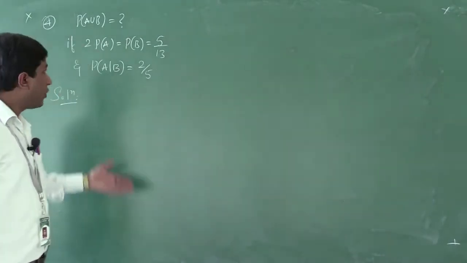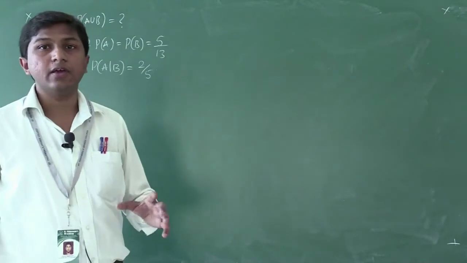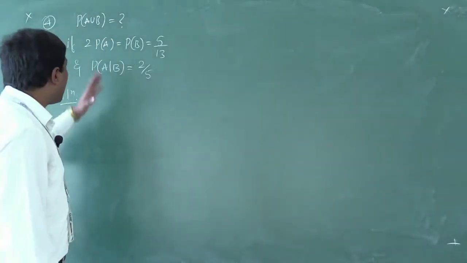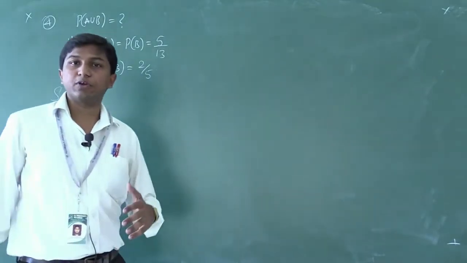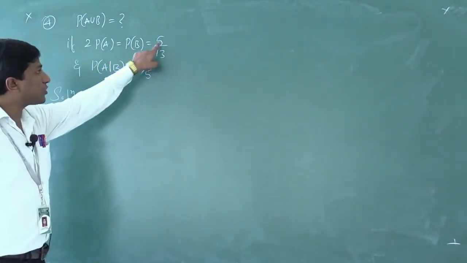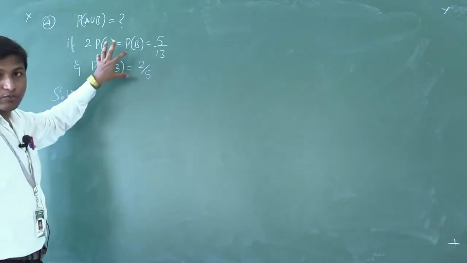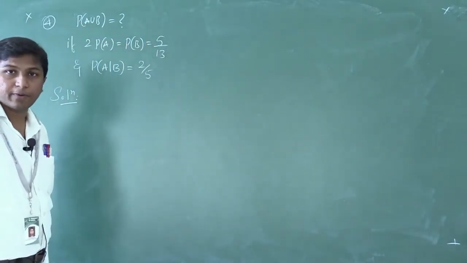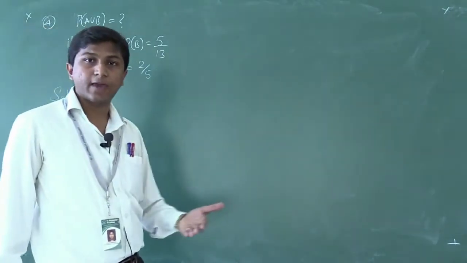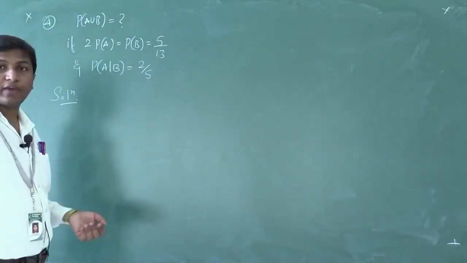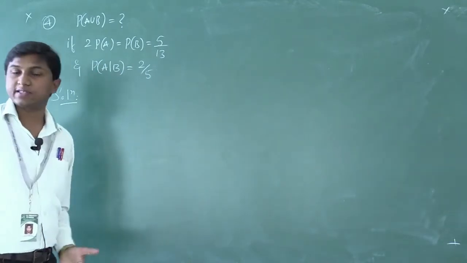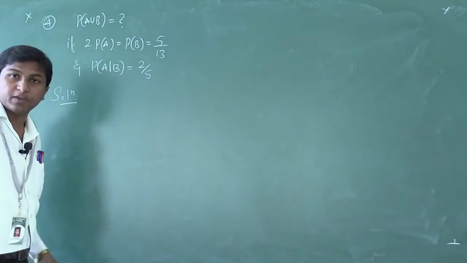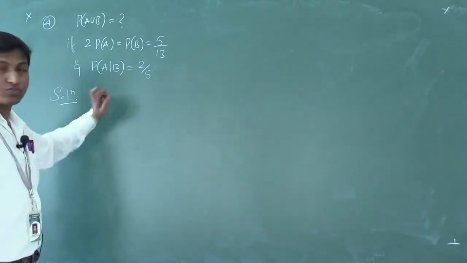Now, how can we find out the value of P of A union B? Obviously, we have to use the formula P of A union B equals P of A plus P of B minus P of A intersection B, right? So we have to know the value of P of A, P of B as well as P of A intersection B. P of B value is already here, 5 by 13. P of A value we can find out from twice P of A equals 5 by 13. The last thing is P of A intersection B. How can we find out that value? By using this information. The P of A bar B formula is nothing but P of A intersection B by P of B. We can find out P of A intersection B using this information.